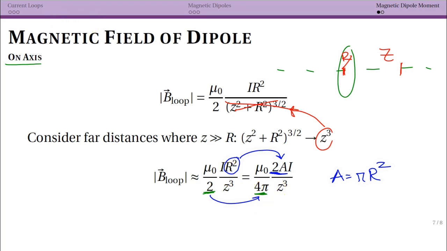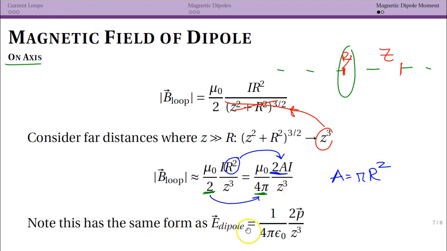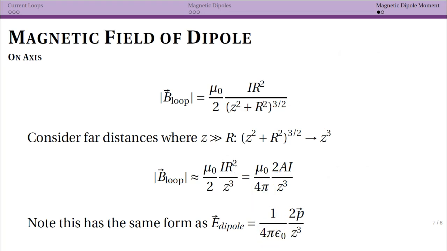Well, now we have a new form. And one of the interesting things about this new form is how much it looks like the electric field from a dipole. And remember that a loop is simply a dipole. So now that we have this, we have to look a little bit and compare. Here we have mu naught over 4 pi, where before we had 1 over 4 pi epsilon naught. That's just how these constants work, and that's not that important. We have z cubed on bottom, we have z cubed on bottom.